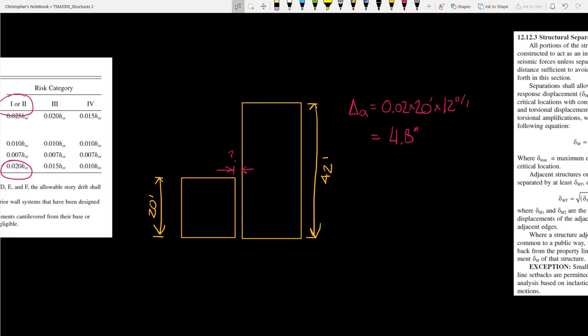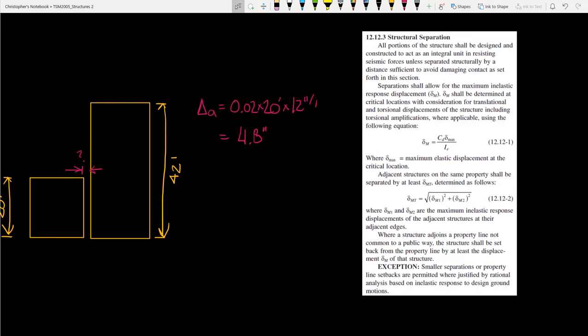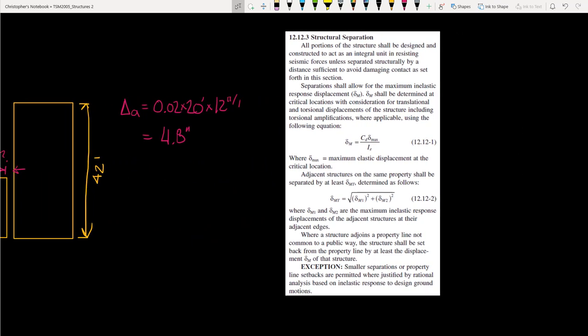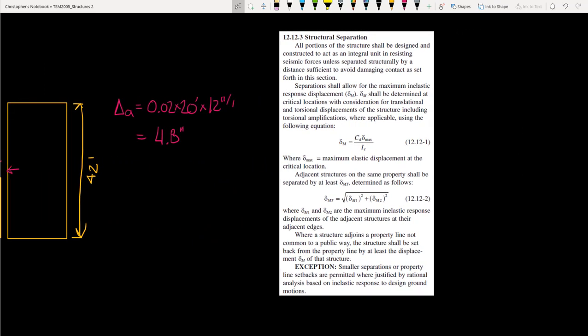So, are we done? Is this our separation distance? Well, no. This would be our separation distance if only one of these buildings were to move. However, both of these buildings will move under seismic loading, and it's possible that they will move out of sync with one another. So there's a possibility that both will move toward each other. And so if we look at our structural separation section in ASCE 7, we see that they give this equation for separation between adjacent structures.